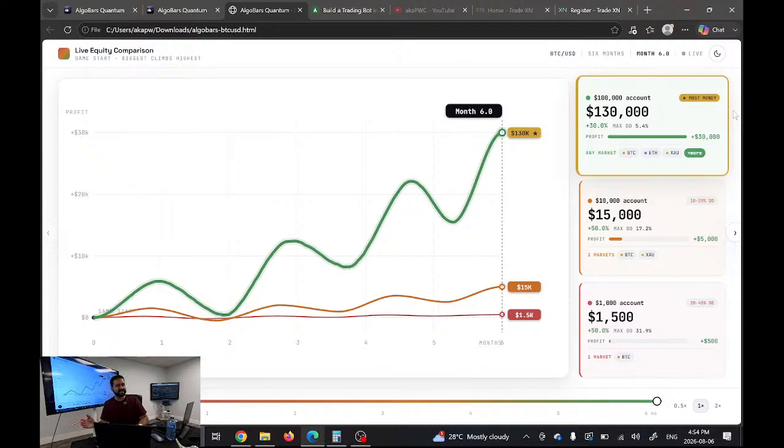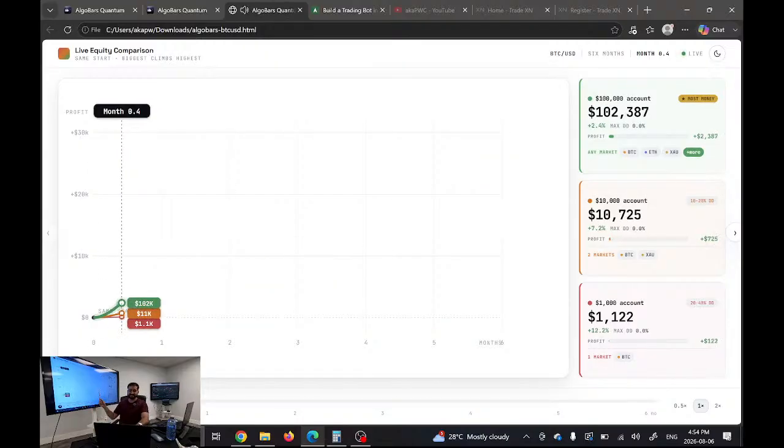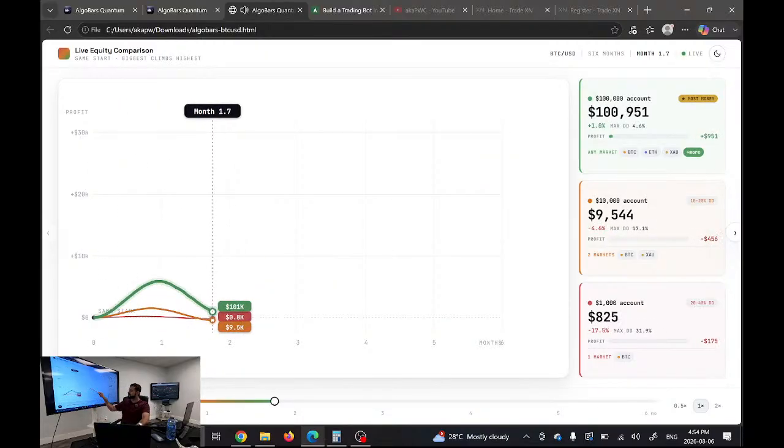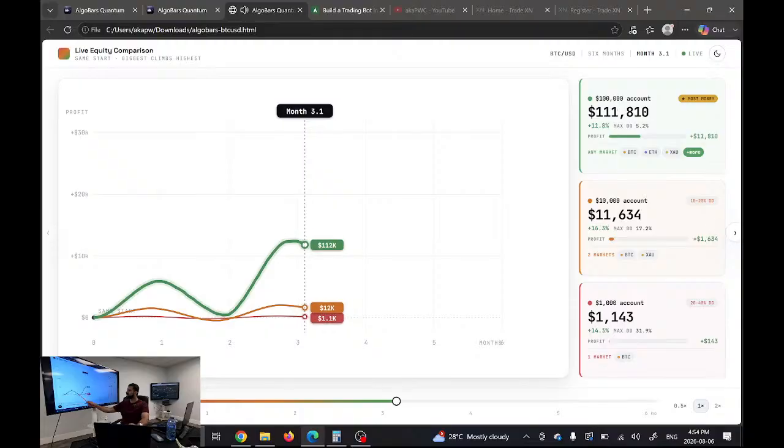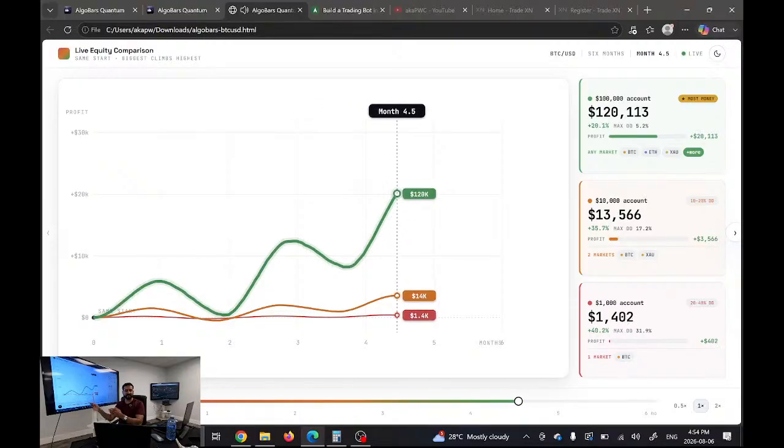Trading is a percentage-based business. Let's say there's 3 people. One starts with 1,000, one starts with 10,000, one starts with 100,000. And this is real numbers, okay? This is how your equity curve will look after 6 months of following a consistent, profitable strategy.